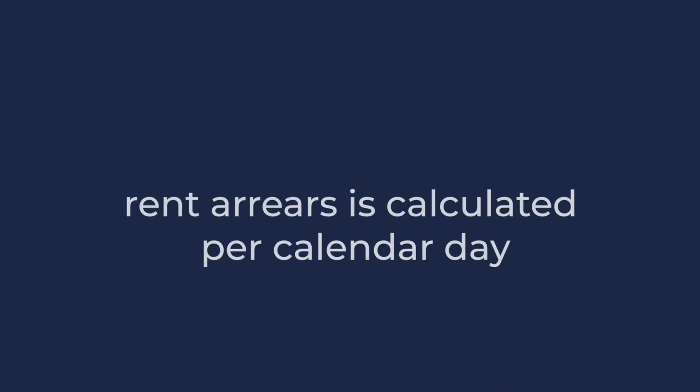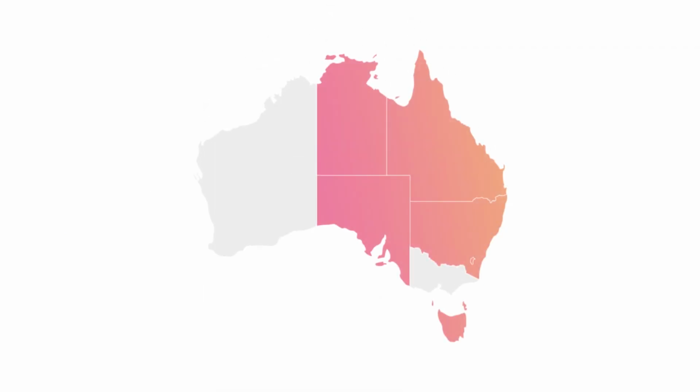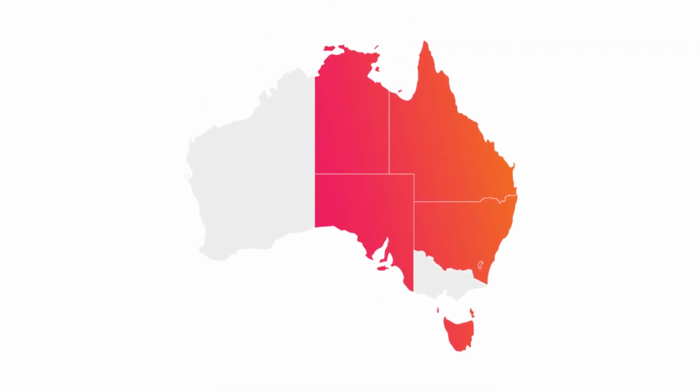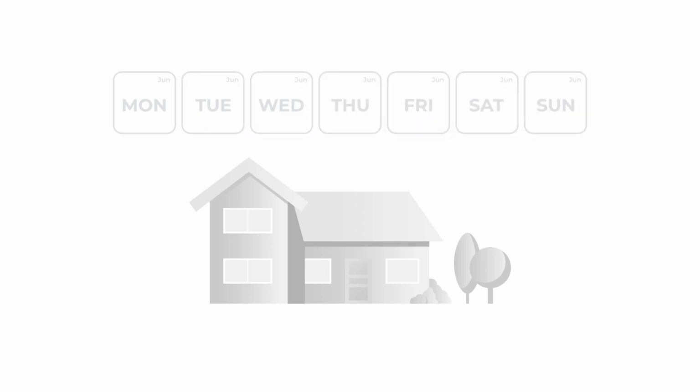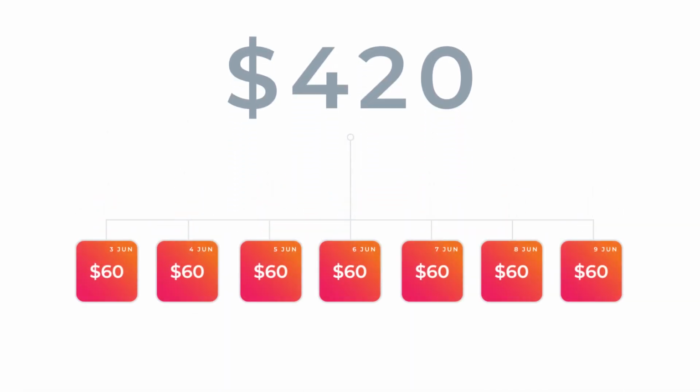Let's start with the default setting in Console Cloud, rent arrears by daily calculation. This is generally how rent arrears are calculated in all states and territories except Victoria and Western Australia. Using this method, rent arrears is calculated as per the rent owed per day for the property. So if the rent per week for a property is $420, then the rent per day is $60. Console Cloud would then calculate arrears for that property at a rate of $60 per day.